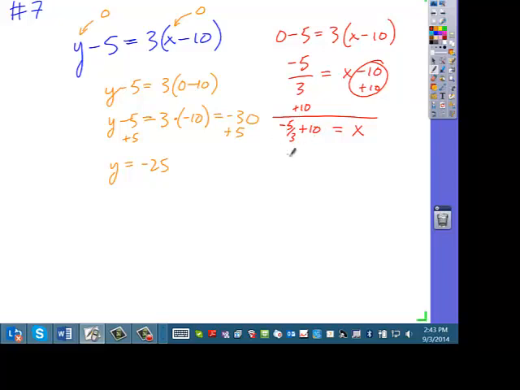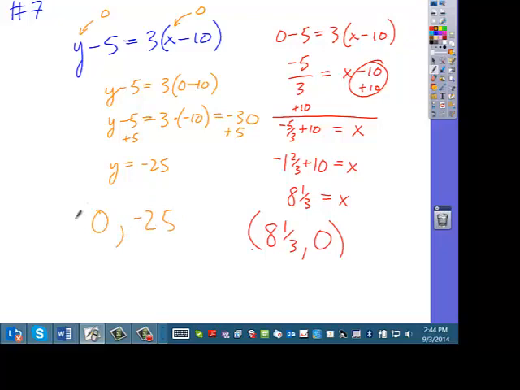We'll convert that to a mixed number. I don't know if that will make it easier for you. But you'll see if you take away 1, you have 9. You take away 2/3, you have 8 1/3. So this is positive 8 1/3. So that's the x-intercept, and that's the y-intercept. I should probably state it this way. The coordinates of the x-intercept are 8 1/3, comma, 0. And the coordinates of the y-intercept are 0, comma, negative 25.